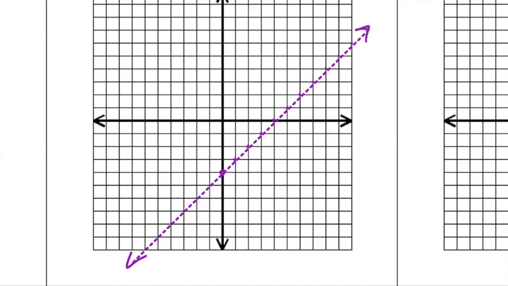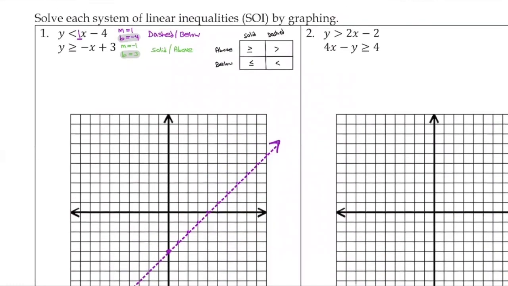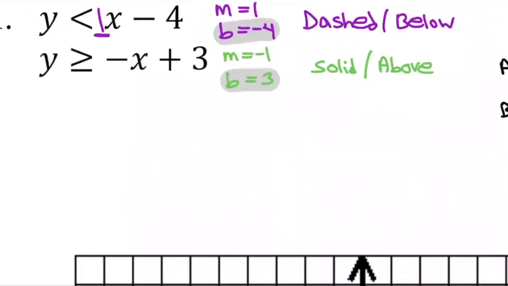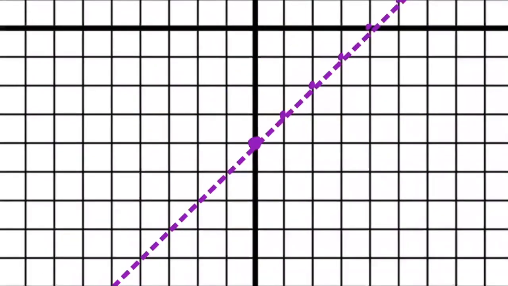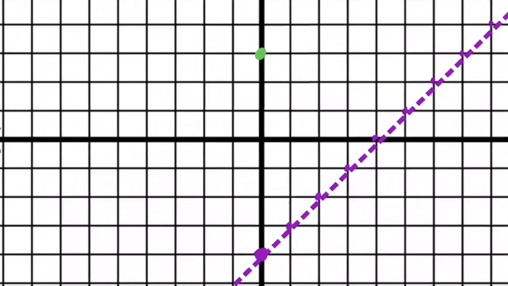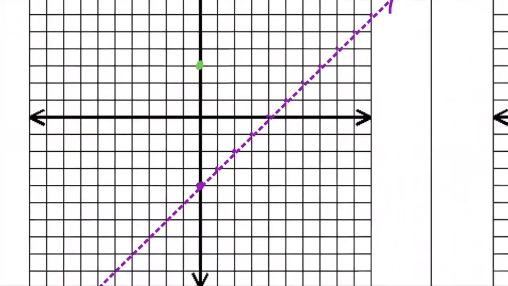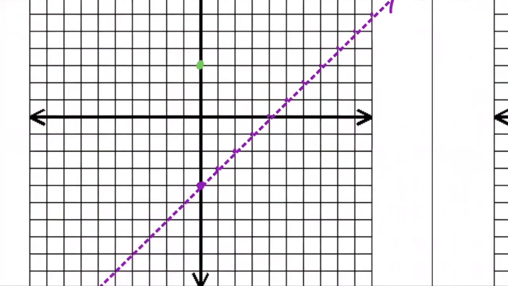So there's the purple line. Now we want to be able to do our equation in green. So for our equation in green, I'm going to start with my y-intercept of 3 and then do a slope of -1. So I'm going to start at 3 and do a slope of -1, which means I'm going to go down 1, right 1.